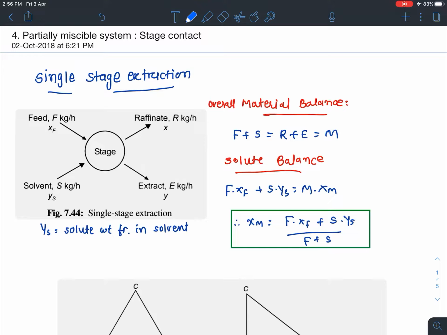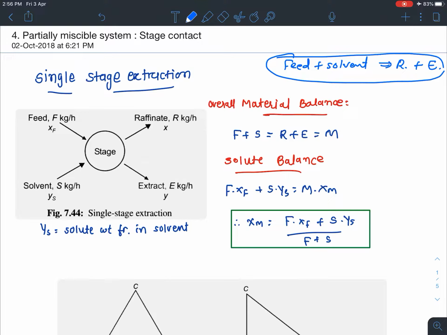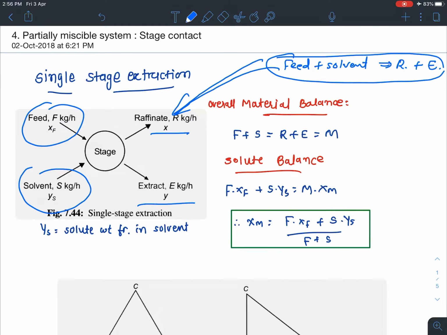What is happening in this liquid-liquid extraction? Basically we have a mixture of feed plus solvent, and at the end of the operation we get the raffinate phase plus the extract phase. That is the basic principle of liquid-liquid extraction, which is shown over here. As you can see, we have feed and solvent, and at the end of the operation we get the raffinate and extract phases.